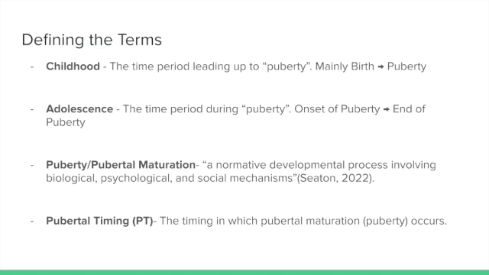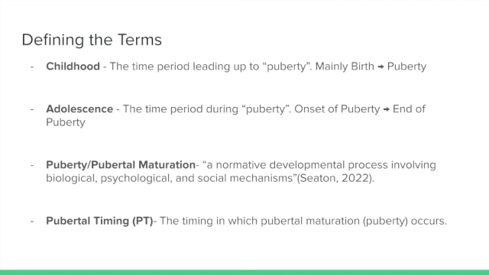The third term, or terms, is puberty and pubertal maturation. This is defined as a normative developmental process involving biological, psychological, and social mechanisms. So puberty is something everyone goes through, and it is a time of immense change, both physically, psychologically, and socially in a student's life. And the focus of our paper brings us to the 4th term, pubertal timing, and this is just when that happens. When is this maturation going to occur and this immense period of change going to occur in our students' lives?